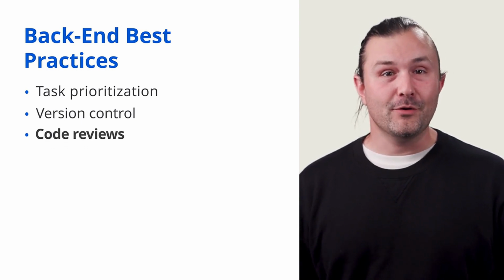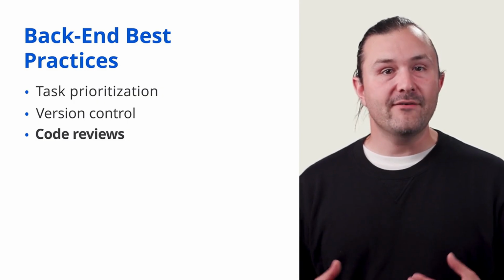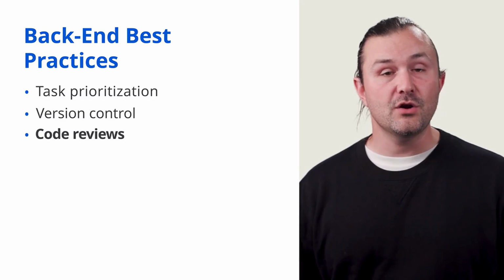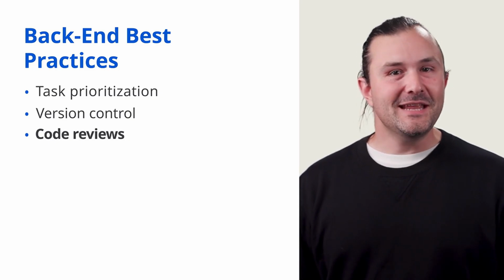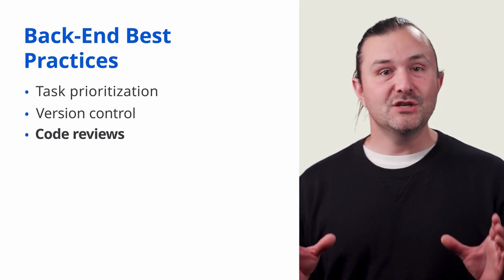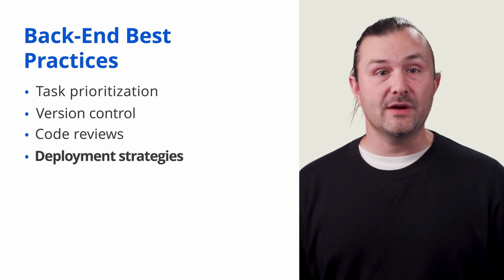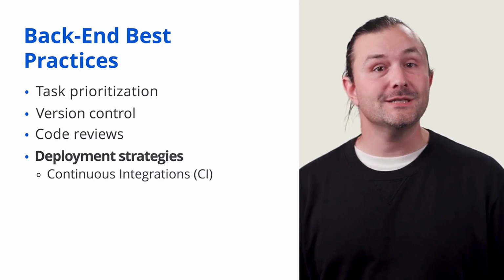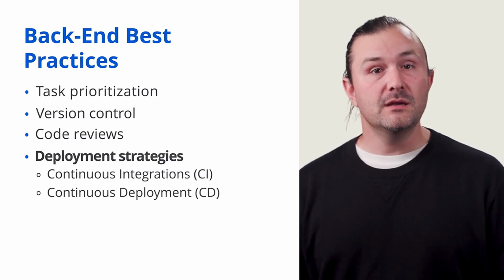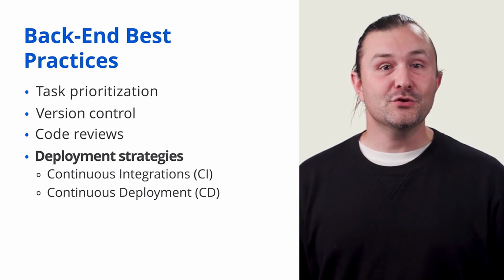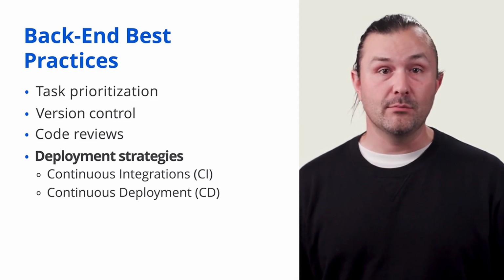Code reviews are another important practice. Code reviews involve having other developers review your code to catch errors, improve quality, and share knowledge within the team. This enables engineers to maintain code quality and share knowledge among team members. Finally, they implement deployment strategies such as continuous integration, or CI, and continuous deployment, or CD, pipelines to automate the deployment process. This ensures that updates are deployed frequently and reliably.